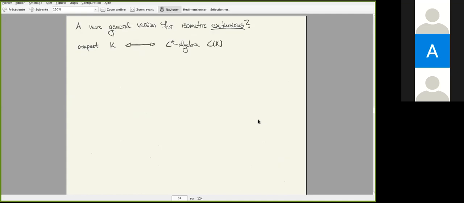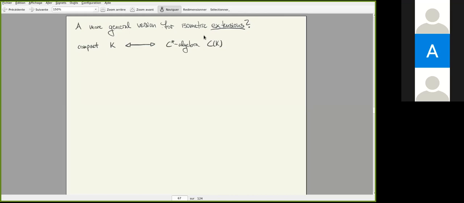Let's see. Can we come up with a more general version for isometric extensions to achieve our goal, a functional analytic description of isometric extensions? To think about that, we first observe the following. For a compact space K, we know that it is in one-to-one correspondence with this C star algebra C of K. So the right way, in some sense, to encode or view a compact space from the functional analytic point of view is to look at it as a commutative C-star algebra, the commutative C-star algebra of functions on it.